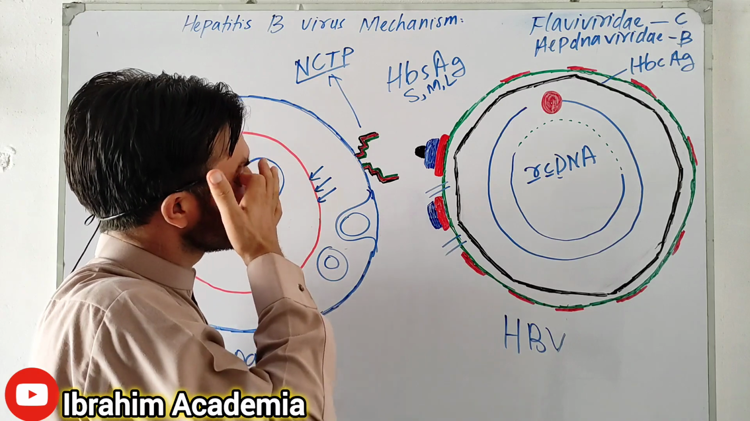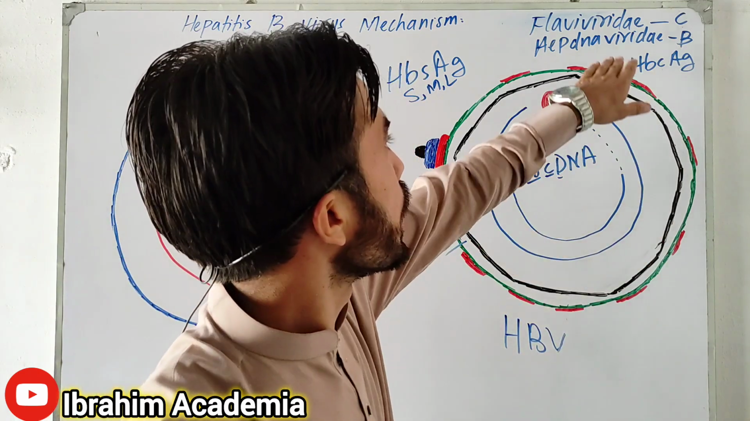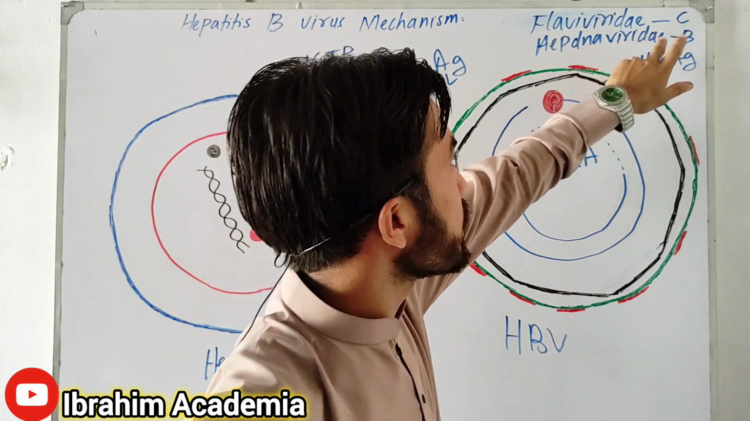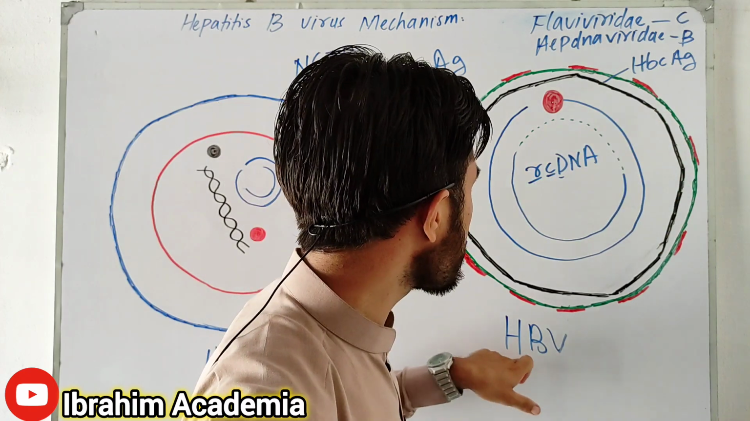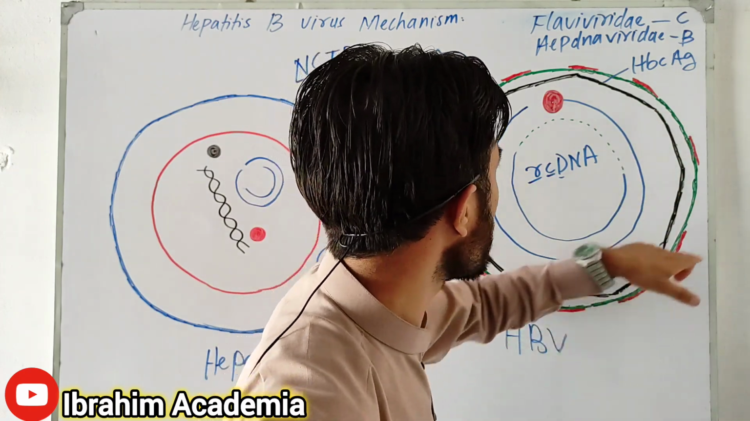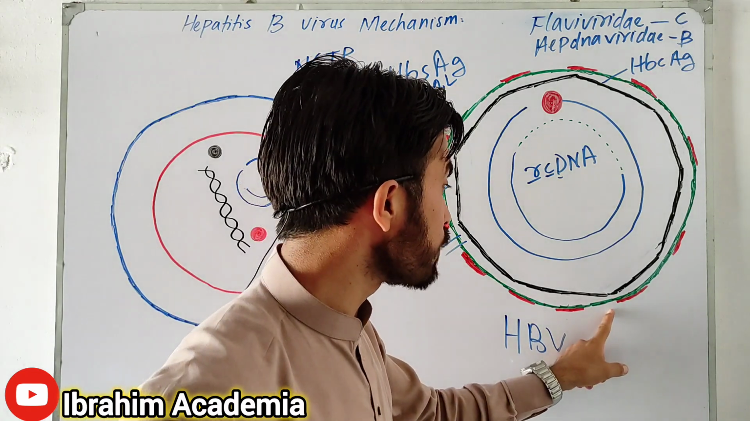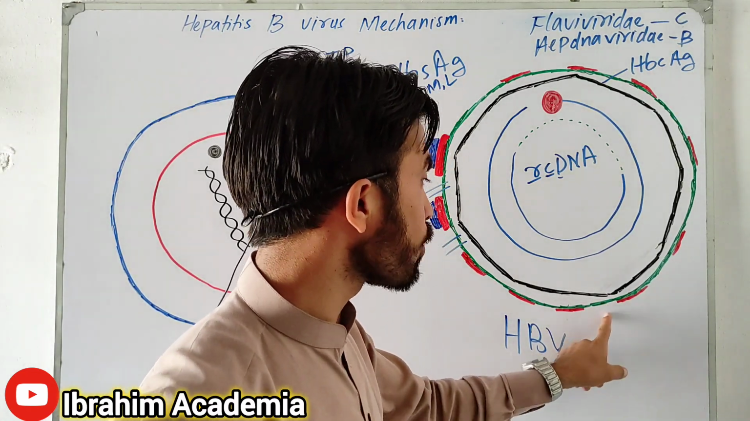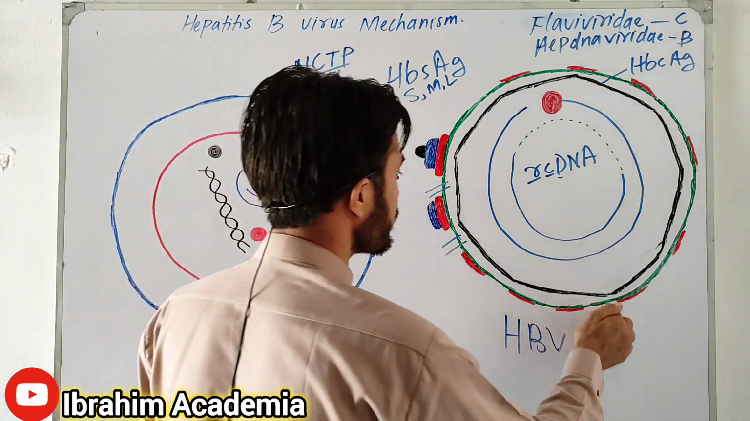Let me first tell you that hepatitis B virus belongs to a family which is called Hepadnaviridae. Before this, we discussed hepatitis C virus, which belongs to the Flaviviridae family. This hepatitis B virus comprises a lipid bilayer, the outermost layer. This layer is not part of the hepatitis B virus. It is my part. This layer has been stolen from my cell, from my endoplasmic reticulum or my Golgi apparatus.